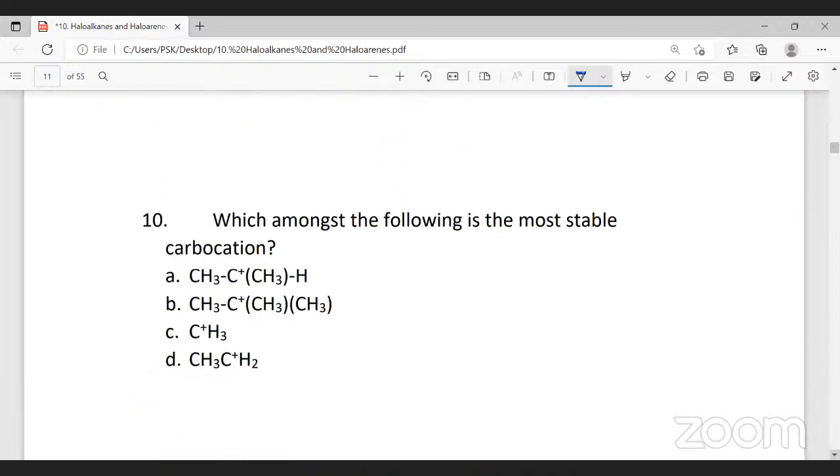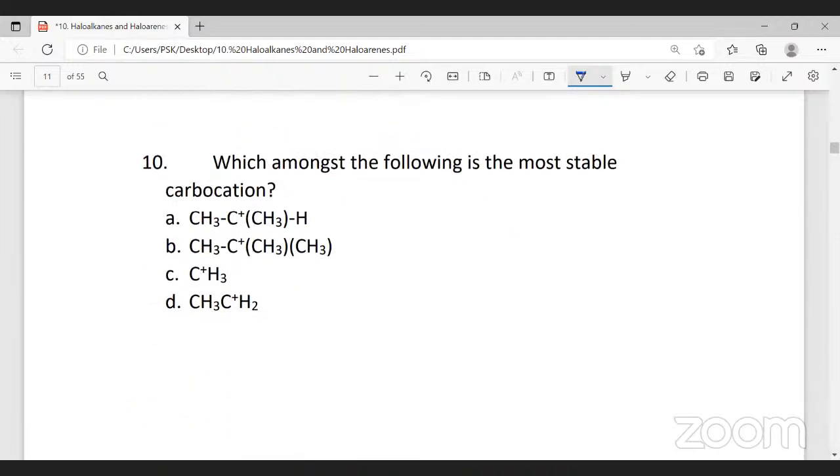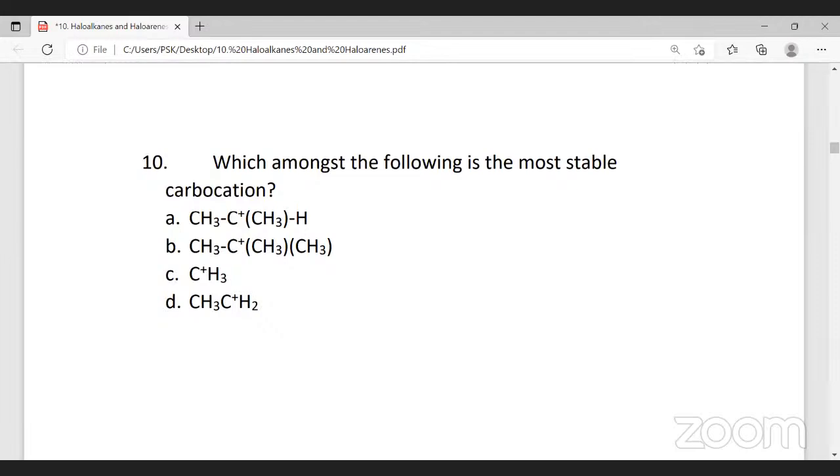Next question. Which amongst the following is the most stable carbocation? Tell me, see the way they give it, and don't think it is complex. You should be in a position to identify what type of carbocation this is. It is a secondary carbocation. Why is it a secondary carbocation? This carbon is bonded to two more carbons.